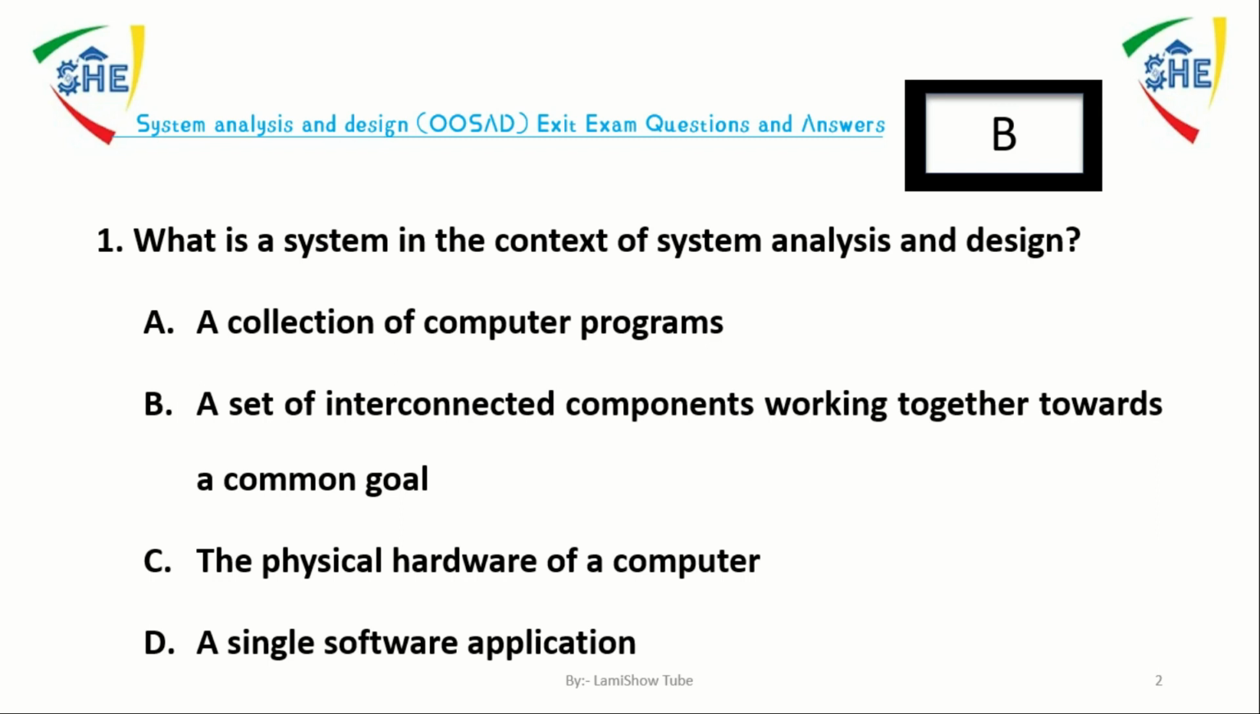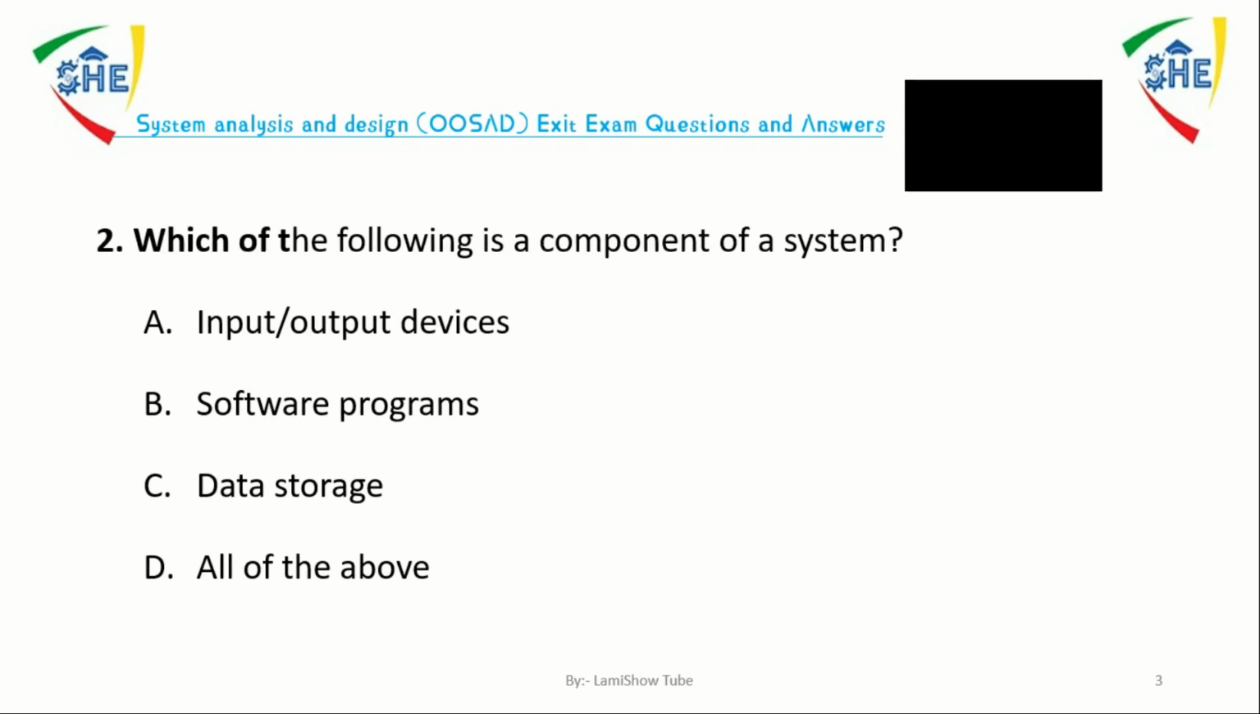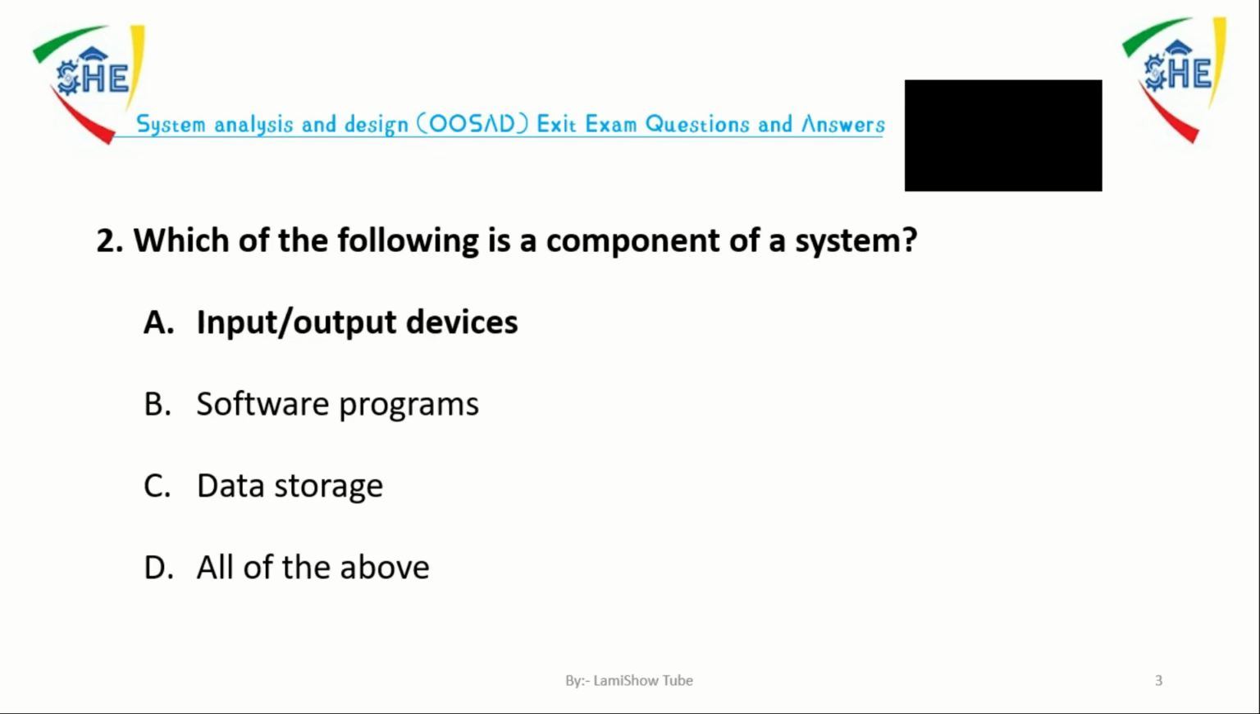The answer is B, which means a system is a set of components that are working and interacting together in order to achieve one common goal. Question number 2. Which one of the following is a component of a system? Input-output devices, software programs, data storage, all of the above.